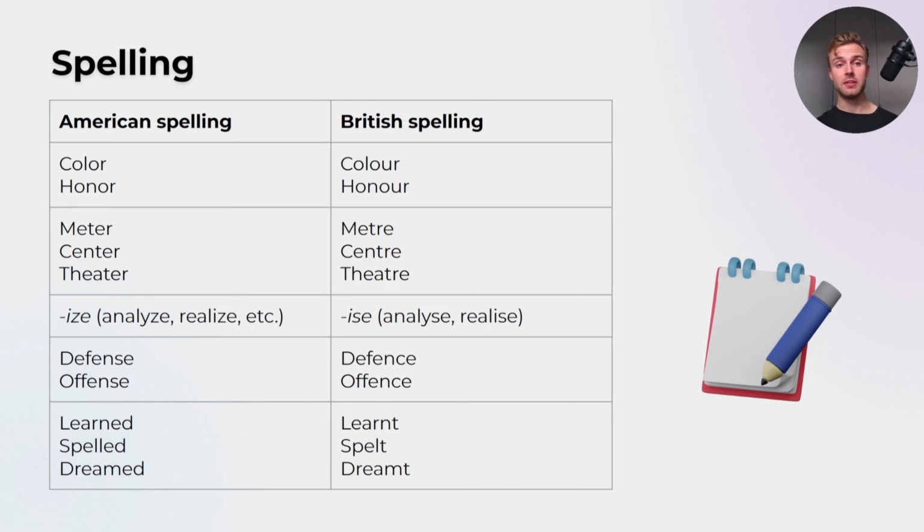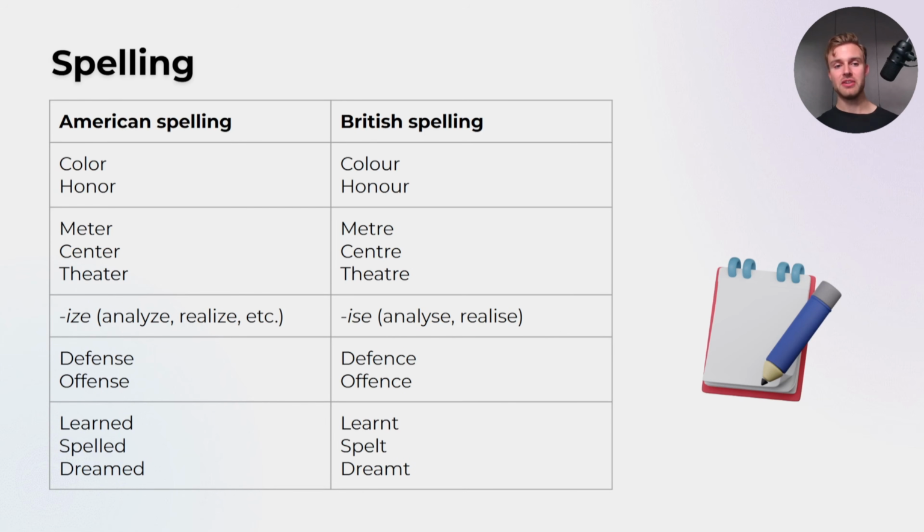In American English, we often spell words without a U. So we'd say color or honor with no U. But in the British style of spelling, we would add that U. We would say colour or honour with a U.